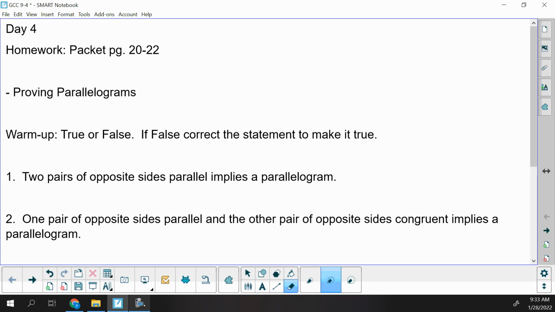So the first one, we have it worded just slightly differently on our cards, but we got both pairs of opposite sides and congruent or parallel implies parallelogram, and that is true.